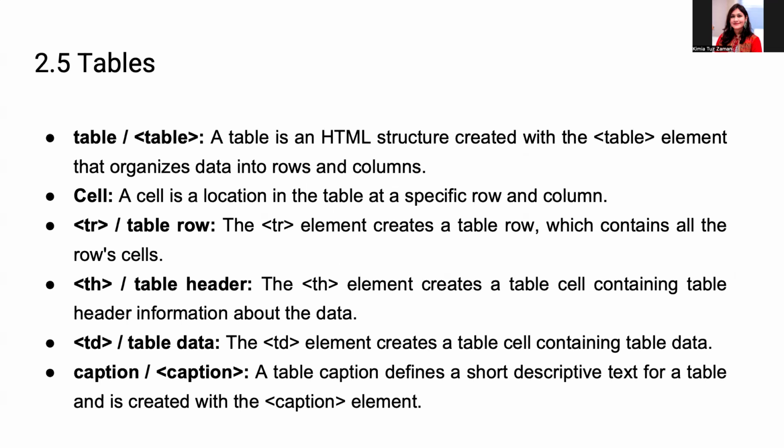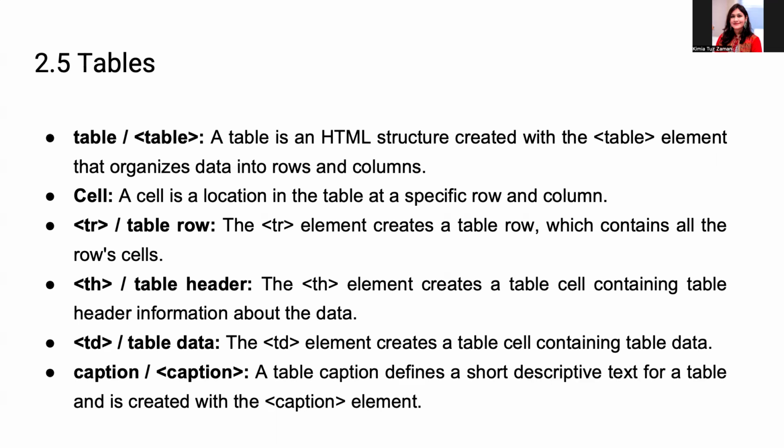The main structure starts with the table element. This is the container for everything in your table. And each row in the table is created with the tag tr. Inside each row, we have cells. If the cell is a header cell, the title at the top of the table, we use the th tag or table header tag. For regular data, we use the td or table data tag.